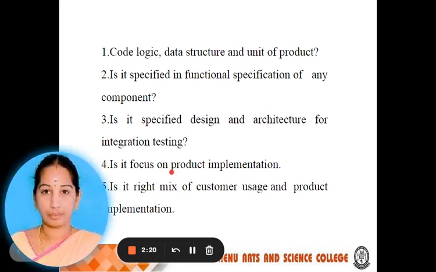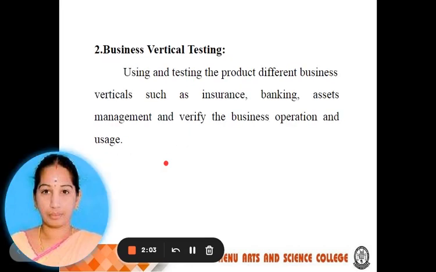Again, it mainly focuses on product implementation. So it's a right mix of customer usages. These are all the points which will be carried out in design and architecture verification. Okay. And the next one is business vertical testing.